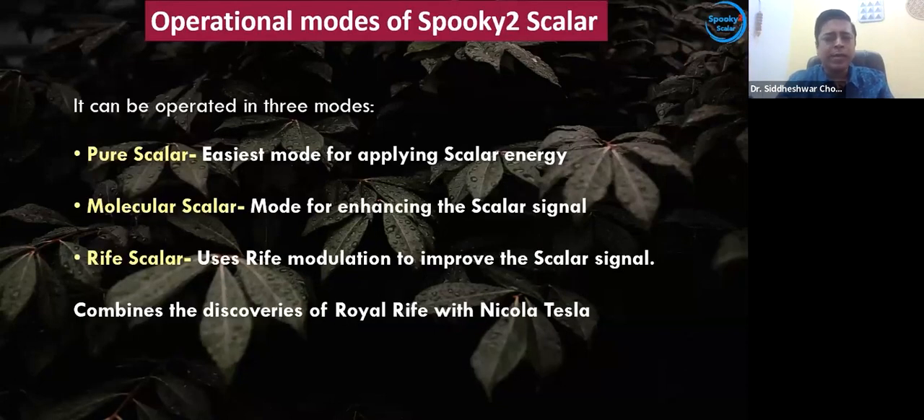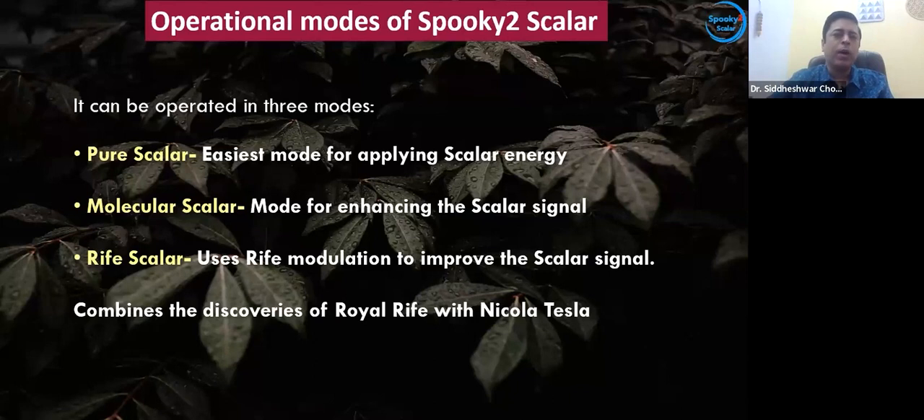There are three modes as I mentioned just now. Pure scalar mode is the easiest mode to apply scalar energy. You have to just tune the field and sleep in that field, right? Molecular scalar mode is enhancing the scalar signal by adding any molecule to the scalar unit. We'll learn how to do that shortly.